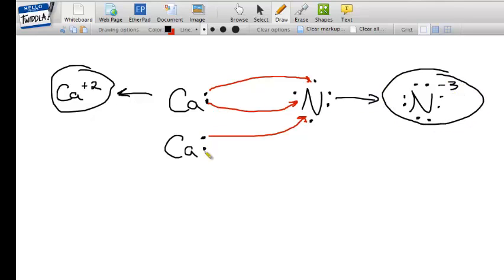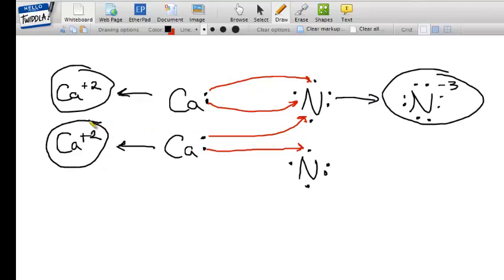But this calcium still has 1 more electron that it needs to get rid of. So that means I need another nitrogen. I'm going to put in another nitrogen with its 5 valence electrons, and the calcium will give its 2nd electron to the nitrogen. And when it does that, the calcium now becomes a calcium ion, stable with a charge. But this nitrogen needs 2 more to become stable.